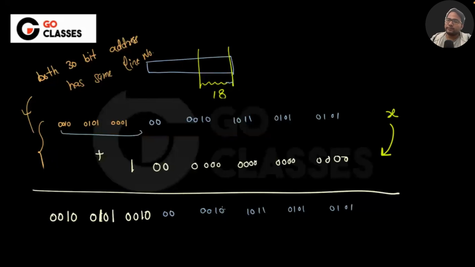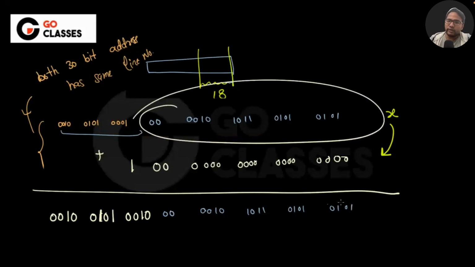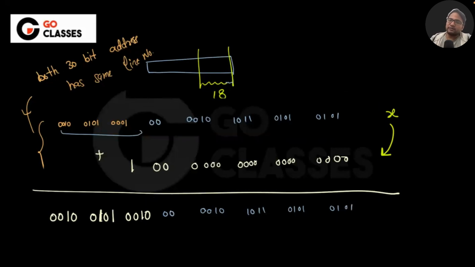Are you getting my point? See, you want to keep these same, right? So what should you be adding? The only very simple thing I'm asking. So if X is some address, then after X plus 2 power 18, you will share the same line number. So X plus 2 power 18 shares the same line number. The next address also shares the same line number.